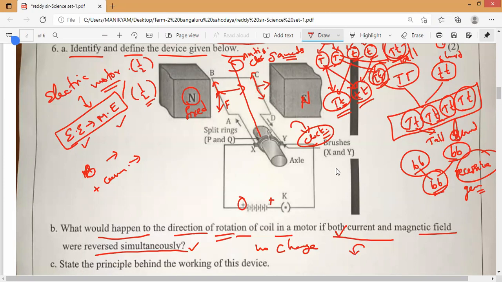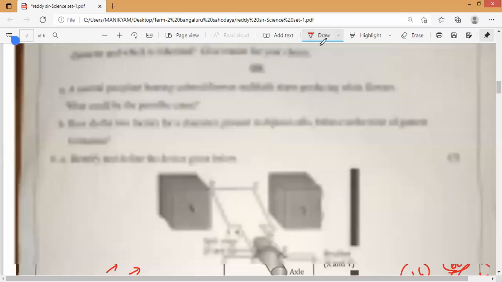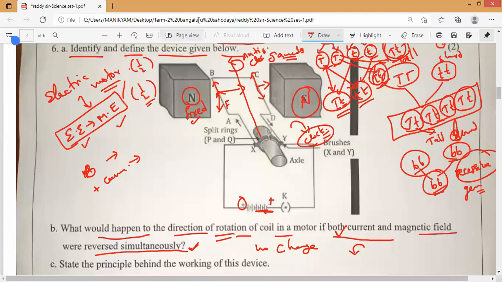Is it clear? Both will change, no change in the rotation. Only when one is reversed, either the magnetic field or the current, then only the direction of the motor will be reversed. If both change simultaneously, then nothing is going to change in the direction of the motor. The motor will still rotate in the anti-clockwise direction only.